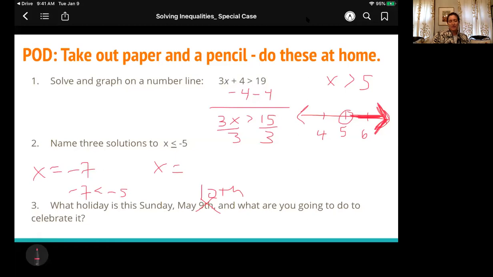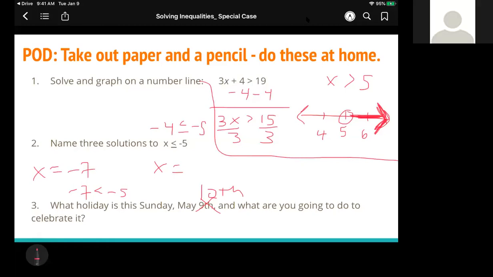Jack, give me another number that makes this true. -4. Let's try it. Is -4 less than or equal to -5? What do you think, Jack? Is -4 less than -5? Oh no, actually no. -6 would work. -6, yep, good choice. -6 is less than -5.